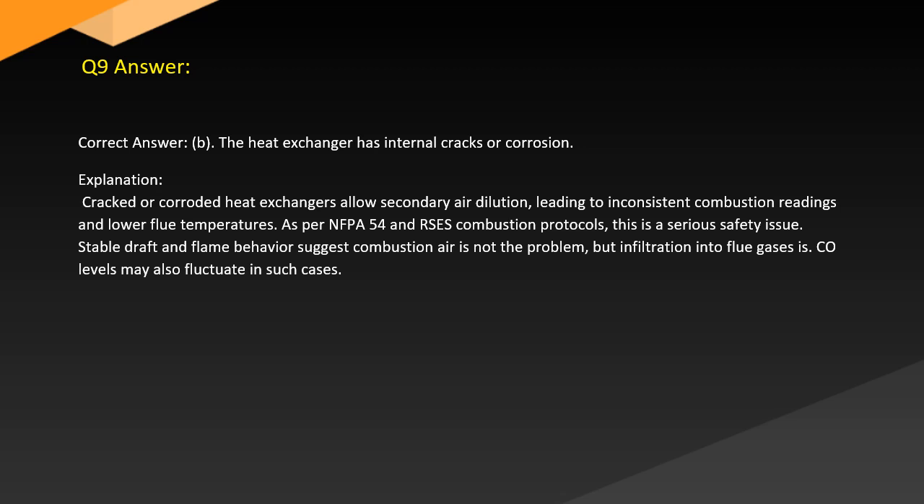Answer. Correct answer: B. The heat exchanger has internal cracks or corrosion. Explanation. Cracked or corroded heat exchangers allow secondary air dilution, leading to inconsistent combustion readings and low flue temperatures. As per NFPA 54 and ANSI combustion protocols, this is a serious safety issue. Stable draft and flame behavior suggest combustion air is not the problem, but infiltration into flue gases is. CO levels also fluctuate in such cases.